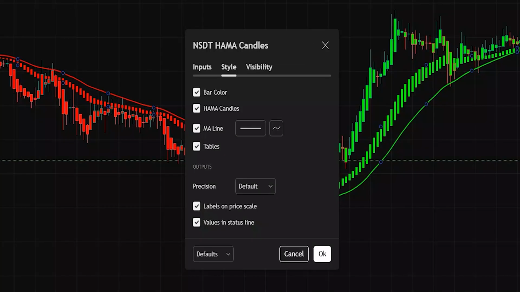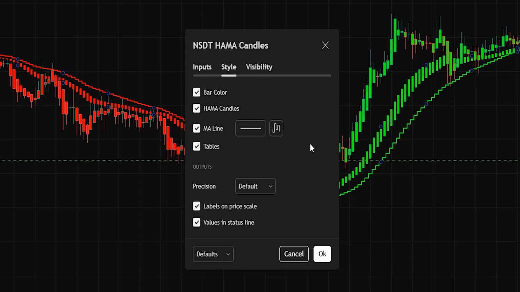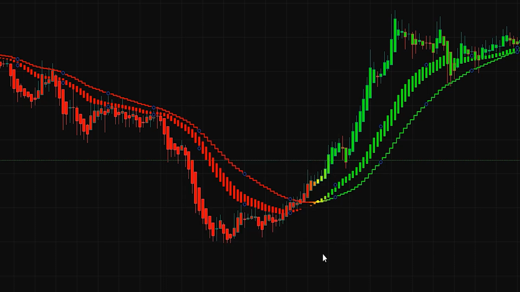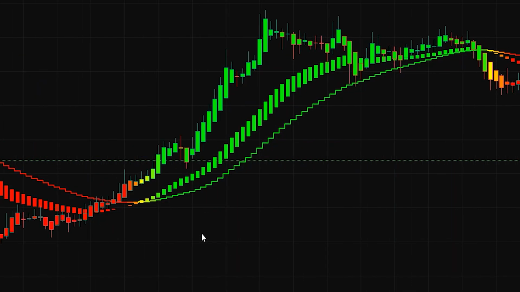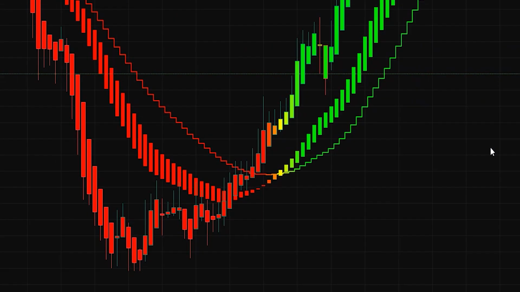Now, we go into the settings of the HAMA indicator and change the MA line setting to step line. Previously, the MA was displayed as a simple line, but changing it to step helps us see the break and color change of the MA more clearly and accurately, making it easier to spot these changes quickly. That's why we use these settings.